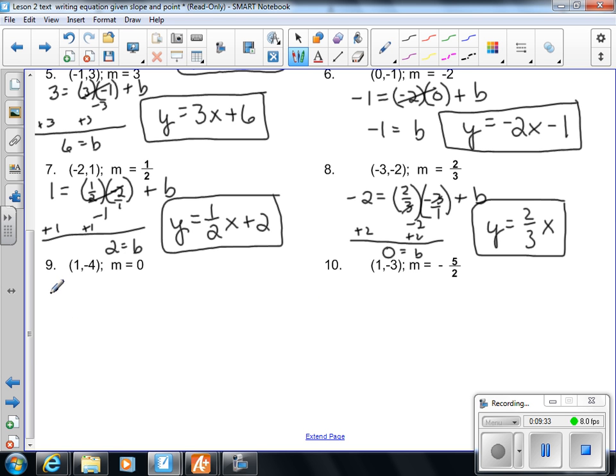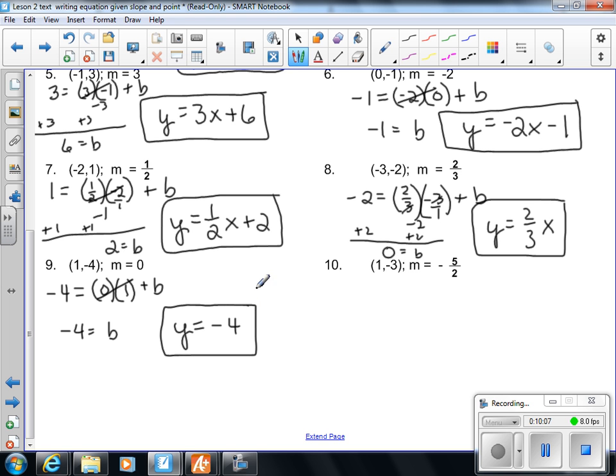Okay, and these last two, my y-coordinate, negative 4 equals slope, 0, my x, 1, plus b. So that's a 0, so I have negative 4 equals b. Y equals 0 times x is 0, y equals negative 4. Now, what kind of a line will that look like, horizontal or vertical? Horizontal, going across. Good.